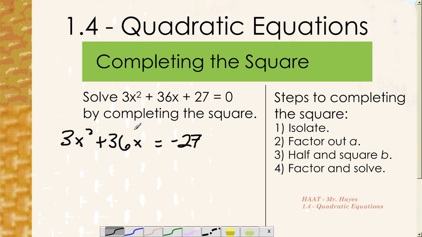All right, so we isolate the variable. Now, in this case, do we have to factor out an a? Yes, we do, because a is not equal to 1. So we're going to take the 3 out of just the left side. So this is going to become 3 times x squared plus 12x. I'm going to put some space here, because remember, we're going to add something in there. We're going to have to take half of this and add it in. That's equal to negative 27.